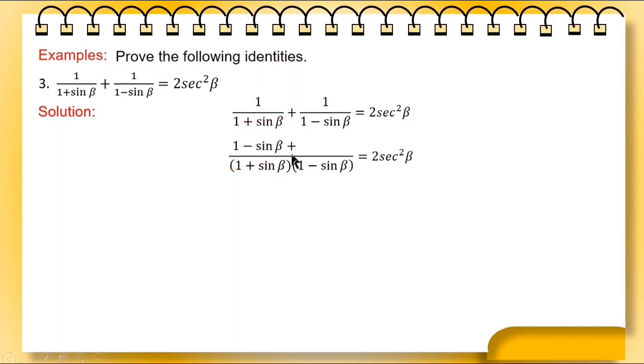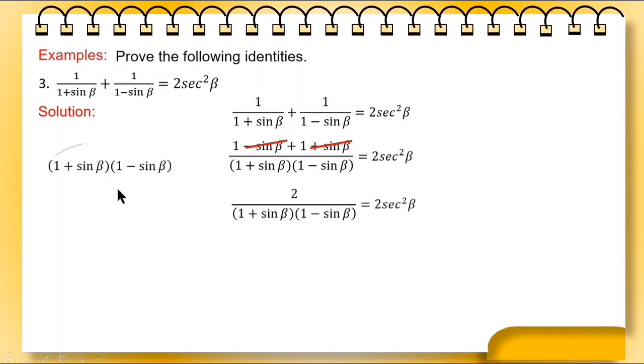Plus, also divide this by this. Here, we cancel out 1 minus sine beta and multiply 1 plus sine beta by 1. So 1 plus sine beta times 1 is 1 plus sine beta. In the numerator, we cross out sine beta. So 1 plus 1 is 2. Simplify the denominator, we have 1 times 1 is 1.